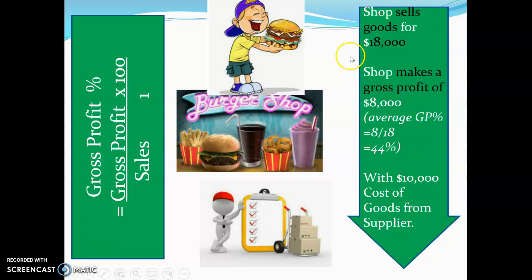But in this one, the focus is on the top part. What proportion of the sales dollar on average goes back to the owner or the shop in terms of gross profit from every dollar that they sell? So in this case, it's 44 cents out of every dollar of sales becomes gross profit for the Burger Shop.